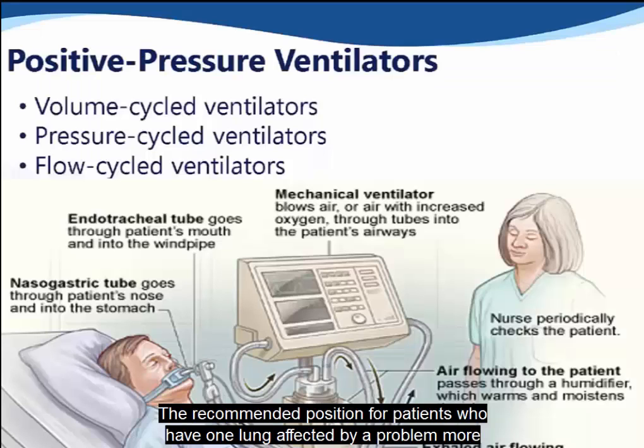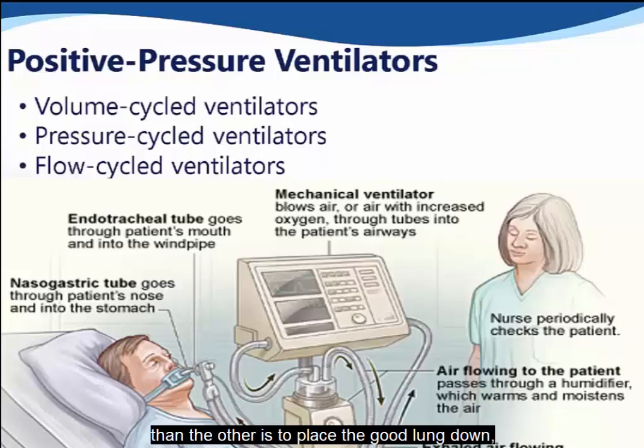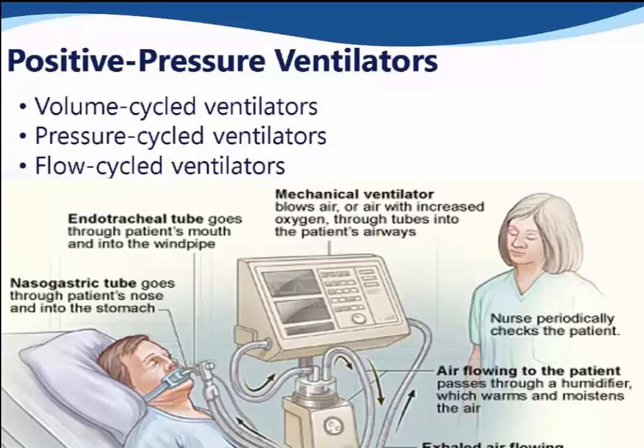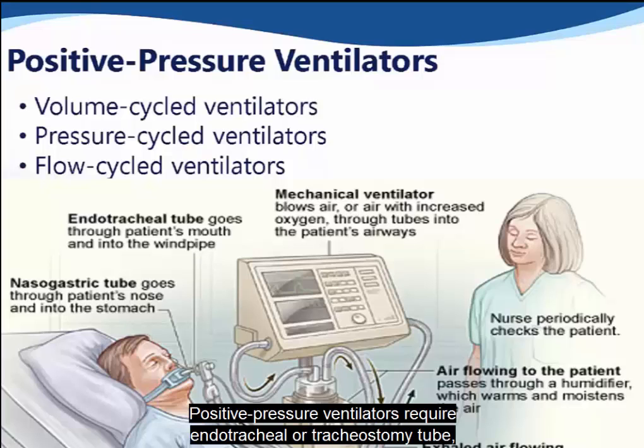The recommended position for patients who have one lung affected by a problem more than the other is to place the good lung down, keeping the healthier lung dependent to the less healthy lung. Such positioning allows gravity to keep more blood in the lower lung, which is the healthier lung, and better ventilation in the upper lung. Positive pressure ventilators require an endotracheal or tracheostomy tube and use positive pressure to force the gas into the patient's lung. Inspiration can be triggered either by the patient or the machine.